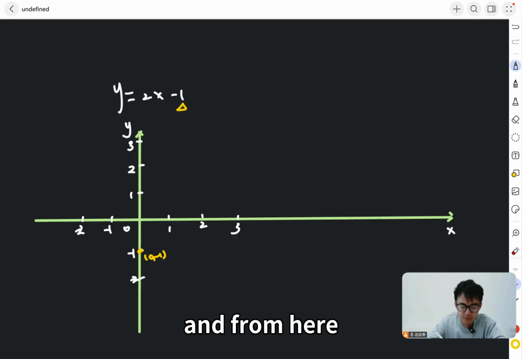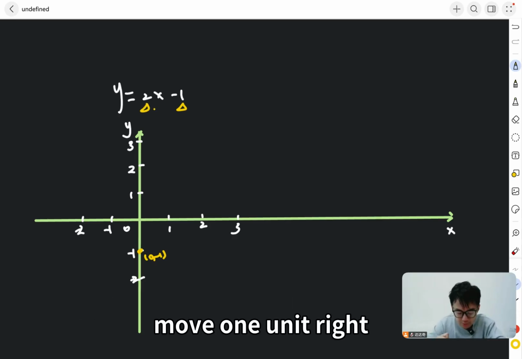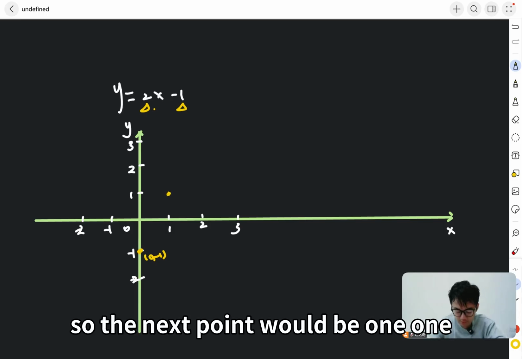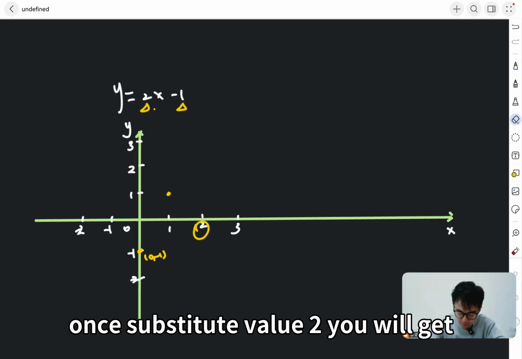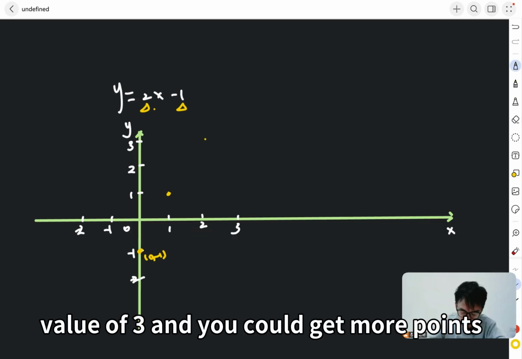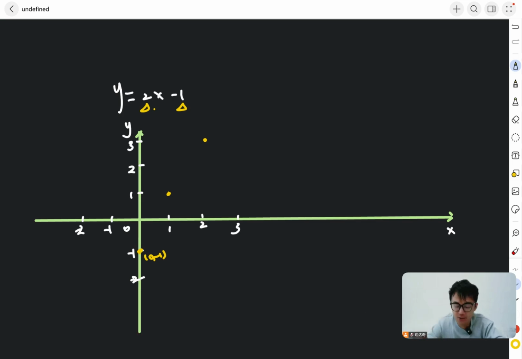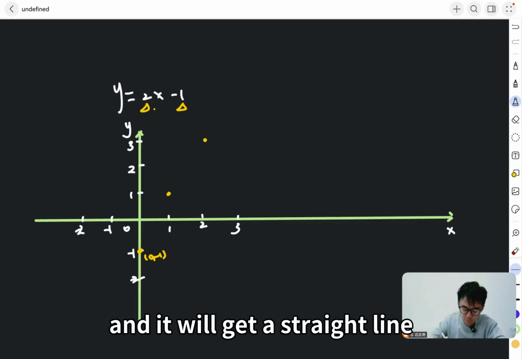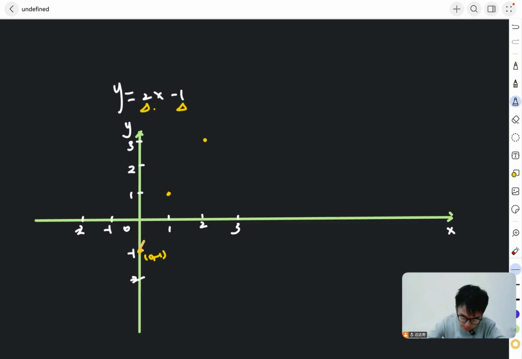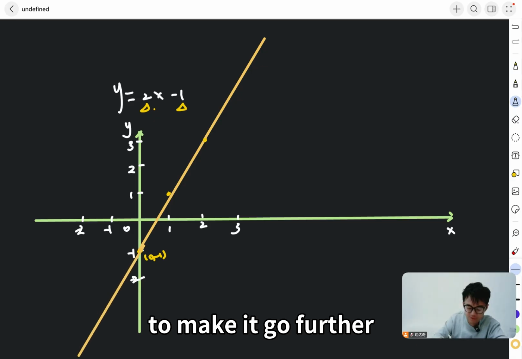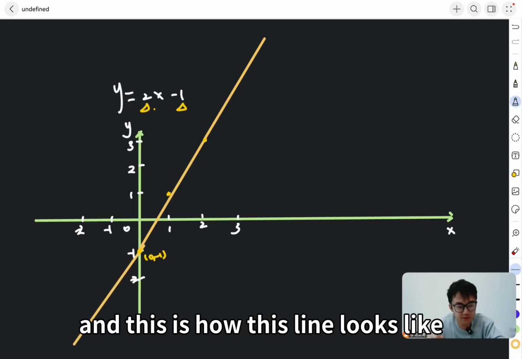And from here, moving 1 unit right will correspond to 2 units up. So the next point would be 1, 1. And when you substitute the value 2, you will get the value of 3. And you could get more points, but I think 2 of them will be enough, and 3 of them would definitely be better. So you connect them, and you will get a straight line. And when you get a straight line, you can extend it to make it go further. And this is how this line looks.